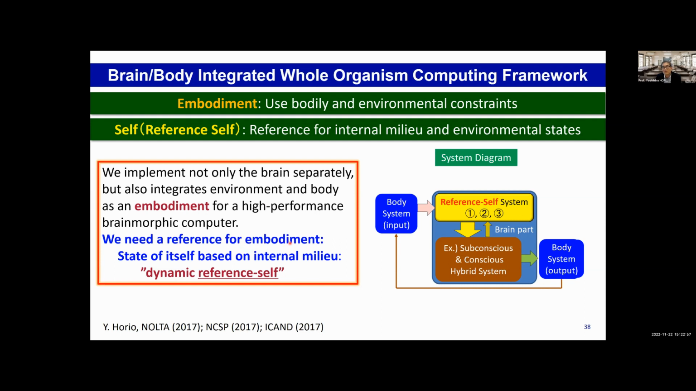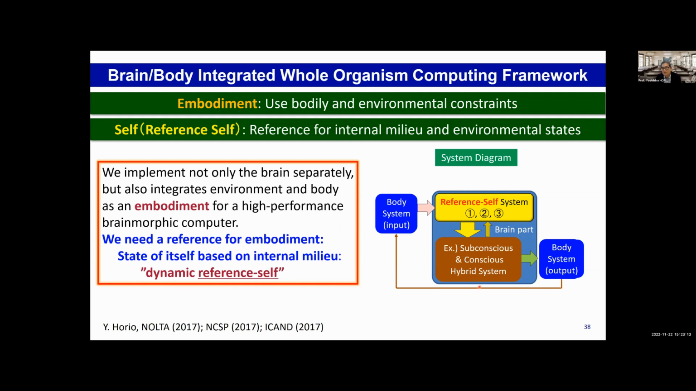To do so, we need a reference for embodiment. So we have to find out what is happening outside. Here the reference means the state of itself, which is based on the internal milieu. We call this the dynamic reference self.